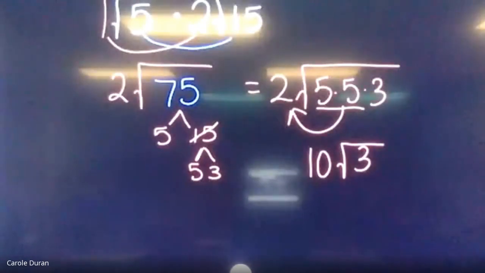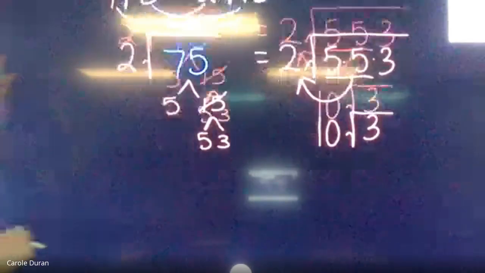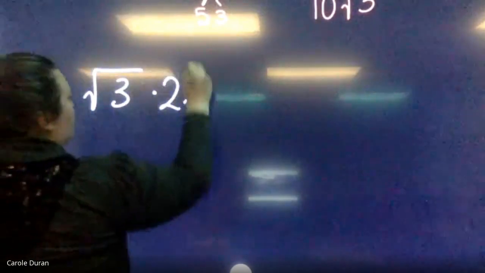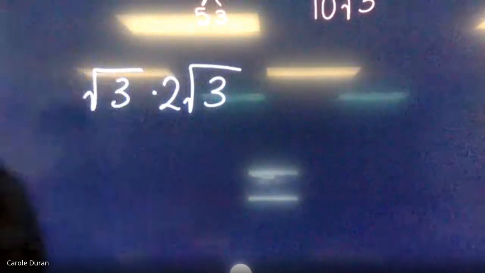How did we feel about that one? Pretty good? Coefficients first, and then what's under the radical. I'm going to have you do one of these on your own in just a second, and then we'll move on to the next part. Okay. The one for you to do on your own is this one.